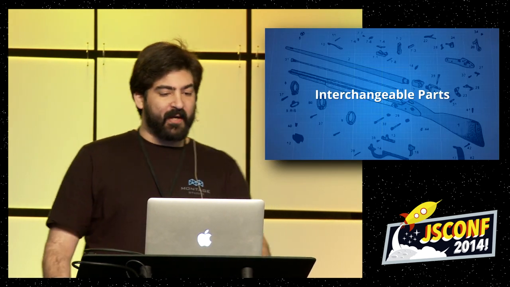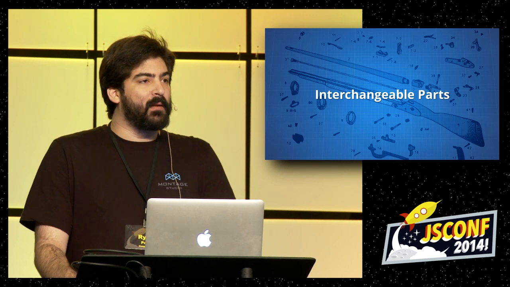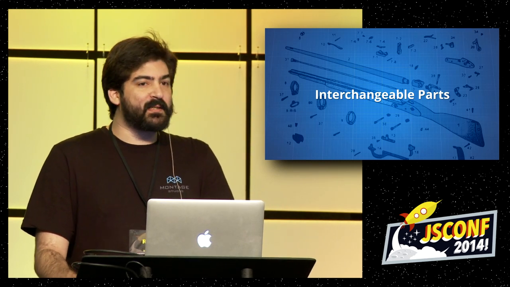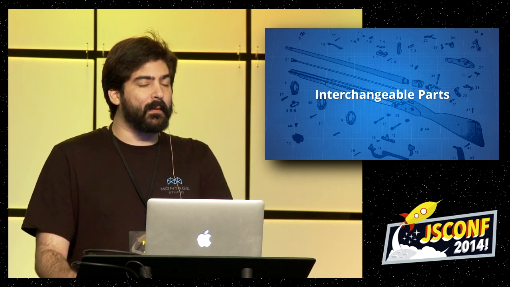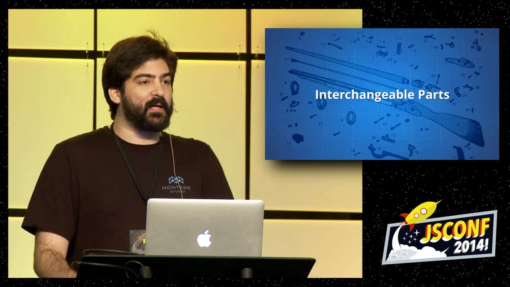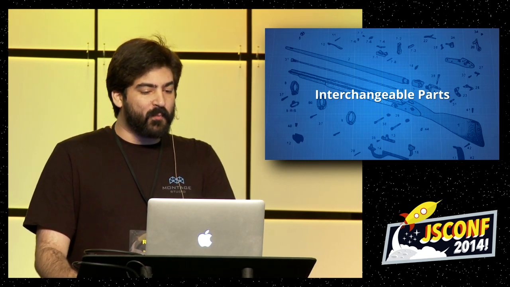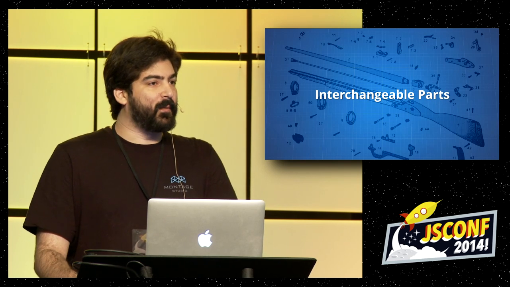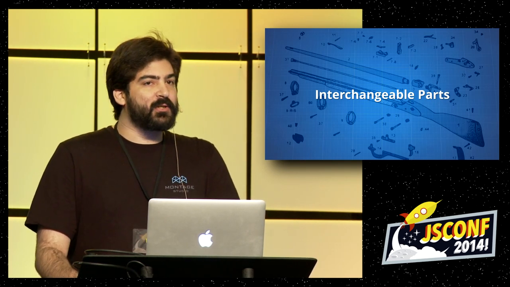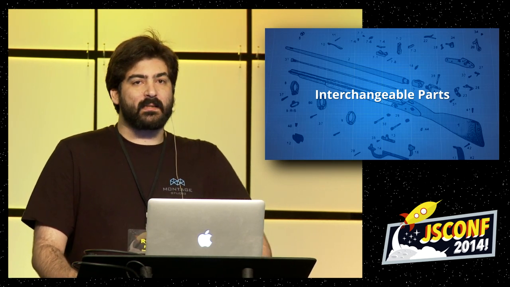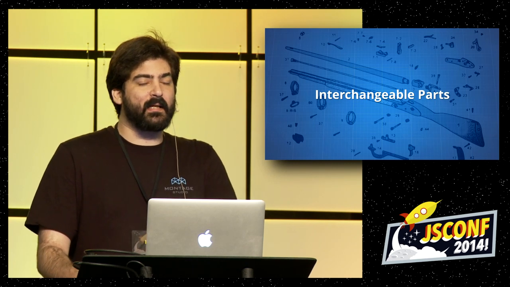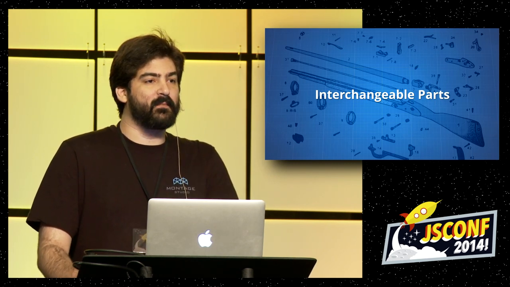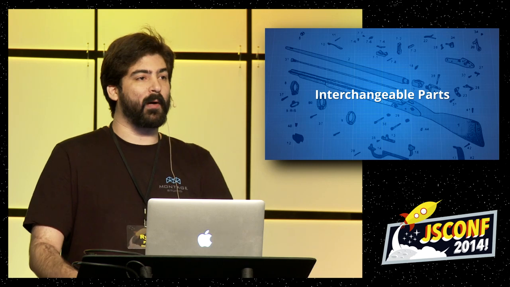So back in the day, like 1801, there was an inventor named Eli Whitney. He's best known for creating the cotton gin, but he was also a gun manufacturer. And he's one of the pioneers of interchangeable parts. He had a contract to produce rifles for Congress, and they were investing heavily in advanced production mechanisms that would allow them to get more output.